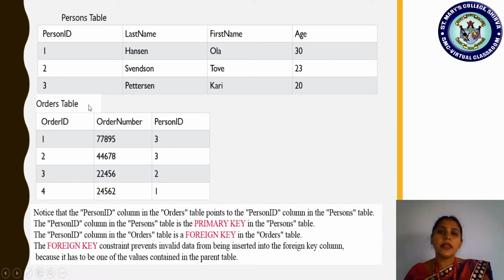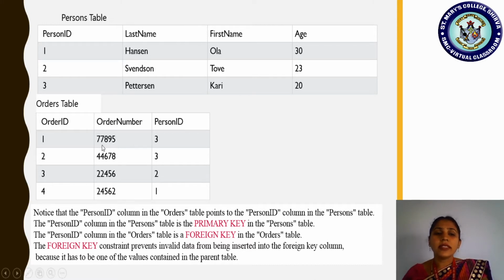Then the order table you are having. What is it? Order ID, order number and who has ordered. Some person has to order some item, right? So this is what the order number is. There are many, for example, some 100 orders. So we are maintaining that order number as an order ID. So order number 77895. Whoever orders, that order is given a number, the order number.